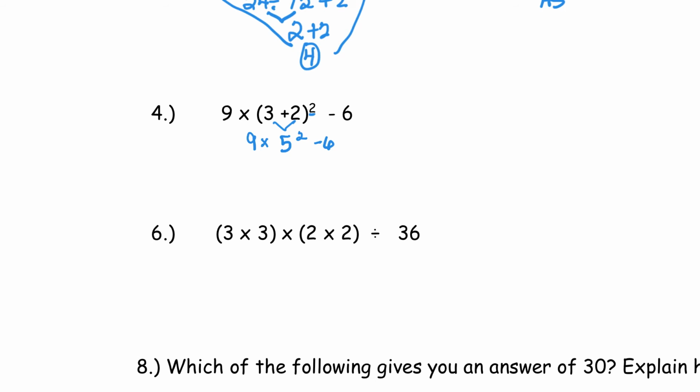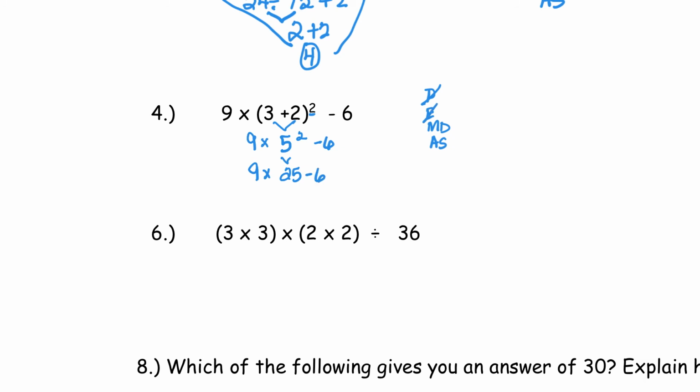What is the next step? If you have to, you can always write out PEMDAS on the side because that helps you to remember the steps. I did parentheses. Now I'm going to do the exponent. 5 to the second power is 5 times 5, which is 25. Now I have 9 times 25 minus 6.